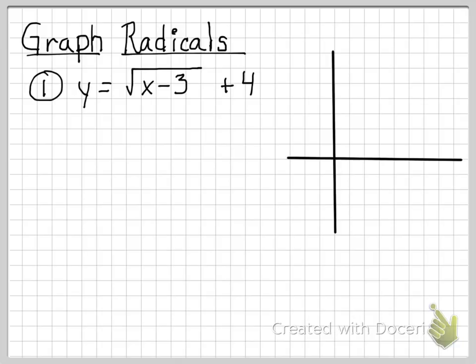Remember, there are two types of radicals that we graph in this lesson, the square root and the cube root. So the first thing we need to identify is which kind is it. In problem number 1, I have a square root. Remember, the square root has a shape where it goes up and to the right. It doesn't go to the left at all. This is the one where it can't equal 0.